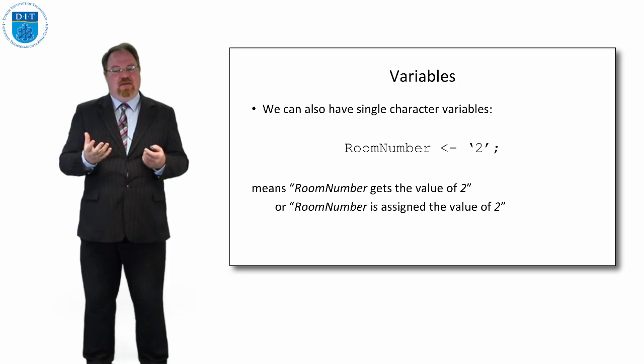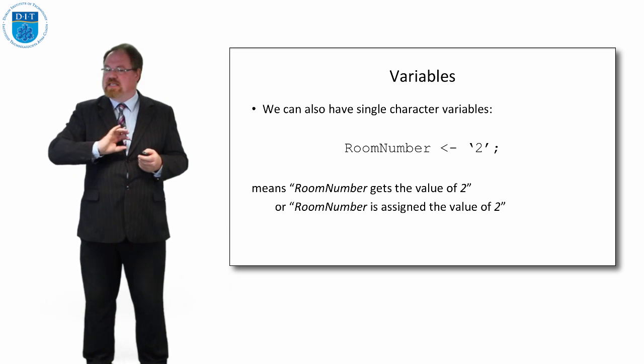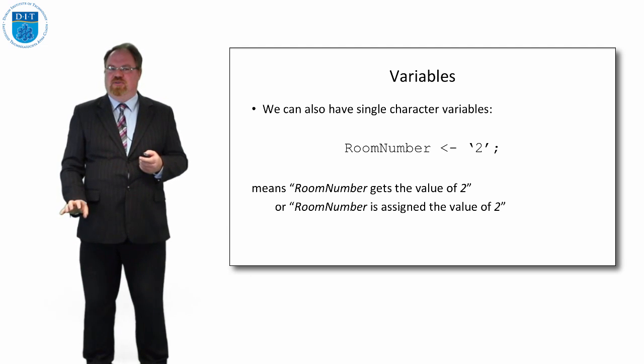Another type of situation, exactly as I've said, the room number can get the value 2. And what we're saying there is it's a character 2. It's not the number 2. So we can't do any funny stuff on it like arithmetic.